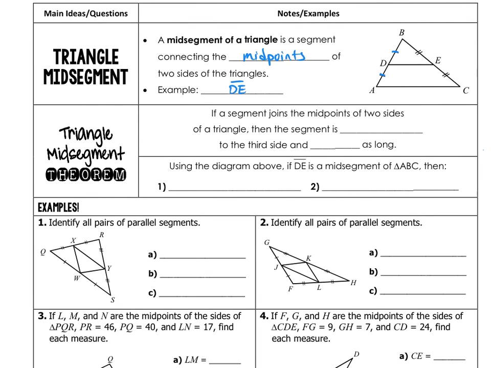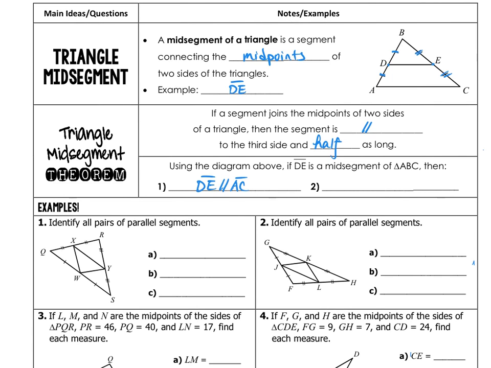As indicated here, D is a midpoint and E is a midpoint because these two segments are congruent. And if a segment joins the midpoints of two sides of a triangle, then the segment is parallel to the third side and half as long. So it's parallel and half as long. So if I use this example above, I would say segment DE is parallel to AC.